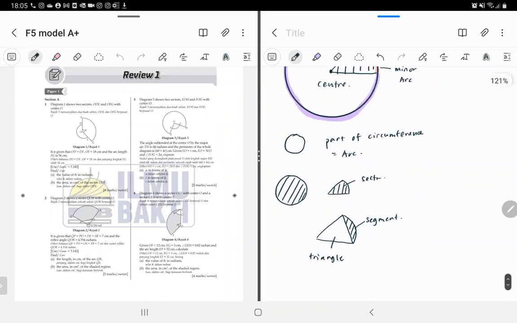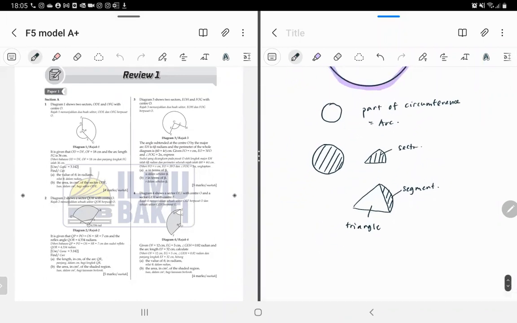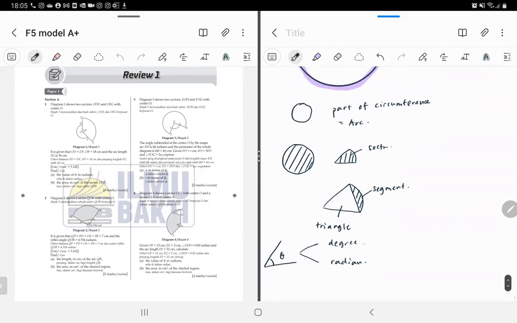Okay, and then we learned also about the angles. So if we have an angle theta, it can be measured in 2 units. One is in degree, and one is in radian. So for the very beginning of this chapter, we learned how to convert degree to radian, and also radian to degree. If it is degree to radian, you times it with pi over 180. If it is radian to degree, then we times 180 over pi.